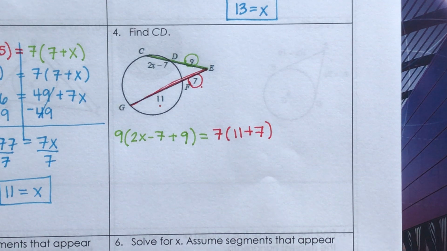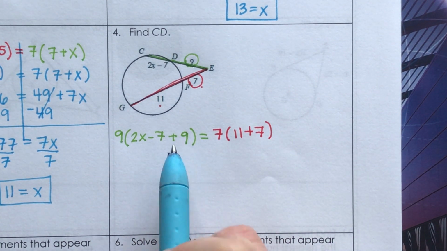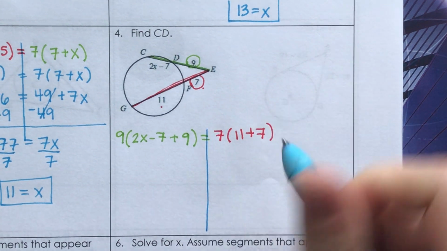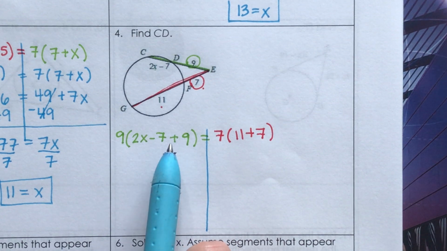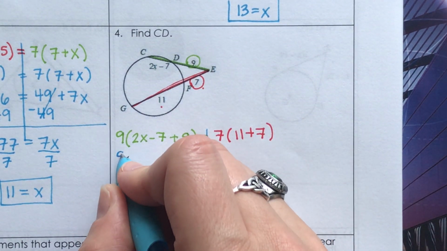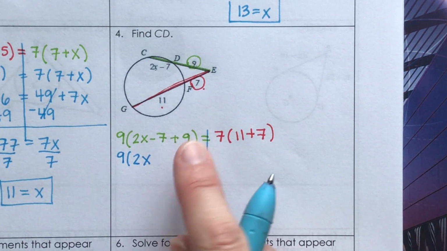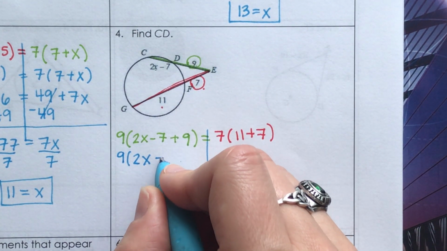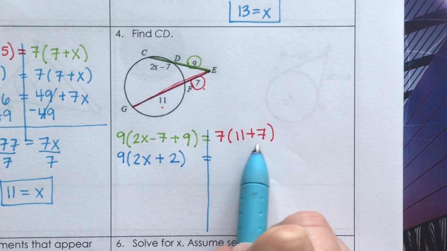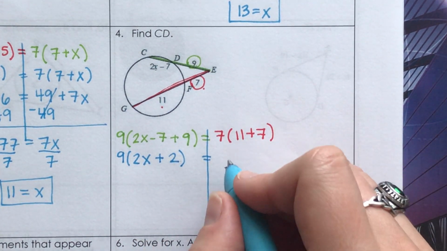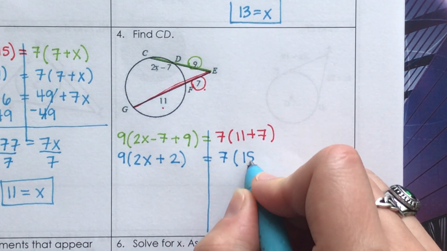All right, now I have to do a little bit of algebra inside the parentheses first. So before I go to distribute, I notice that -7 and 9, I can add those two numbers together because they're both constants. So if I were to add -7 and positive 9 together, I would get positive 2. And then over here on the right, I can add my parentheses together as well. If I were to add 11 plus 7, I'm going to get 18.